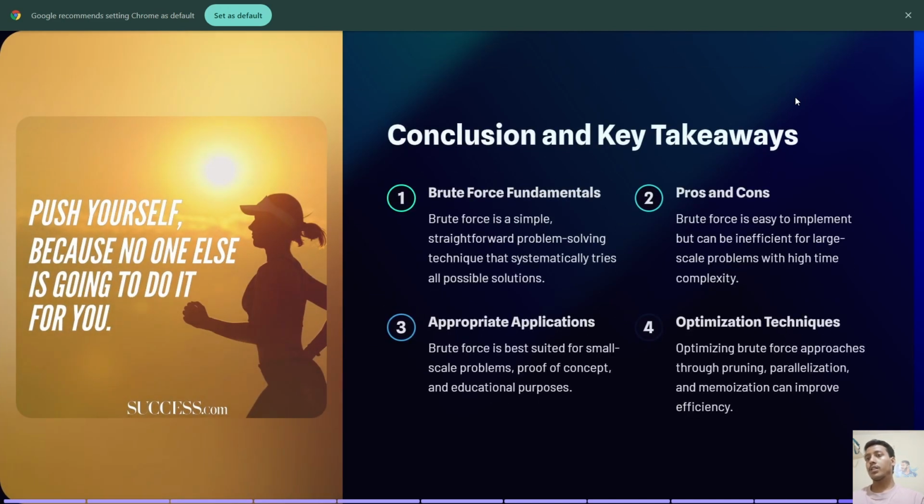So here is our conclusion and the key takeaways for the brute force approach. First one is brute force fundamentals. Brute force is a simple, straightforward problem-solving technique that systematically tries all possible solutions. Second one is pros and cons. Brute force is easy to implement but can be inefficient for large-scale problems with high time complexity. Third is application. Brute force is best suited for small-scale problems, proof of concept, and educational purposes. And the fourth one is optimization techniques. Optimizing brute force approaches through pruning, parallelization, and memoization can improve efficiency.